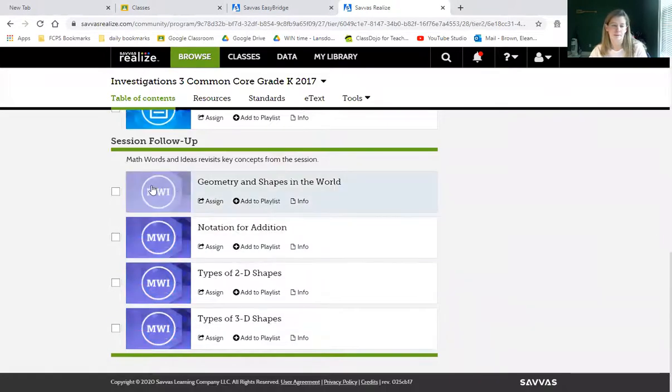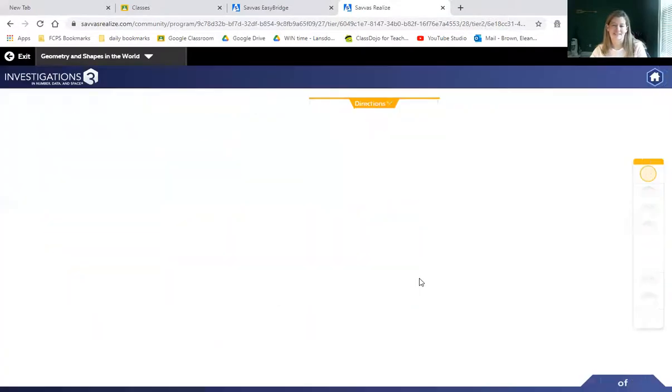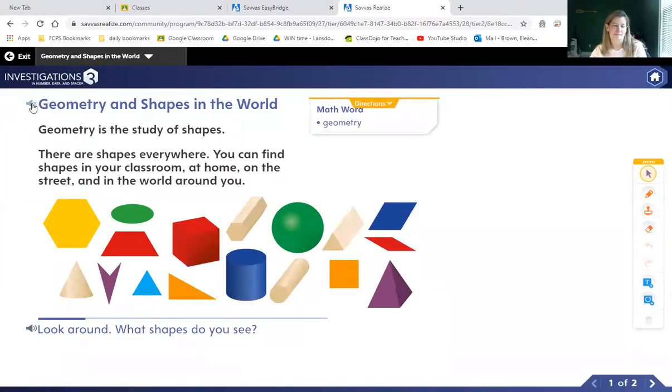Here we go. Geometry and shapes in the world. Math word, geometry. Geometry is the study of shapes. There are shapes everywhere. You can find shapes in your classroom, at home, on the street, and in the world around you. Just look around you and discuss all the shapes that you see.